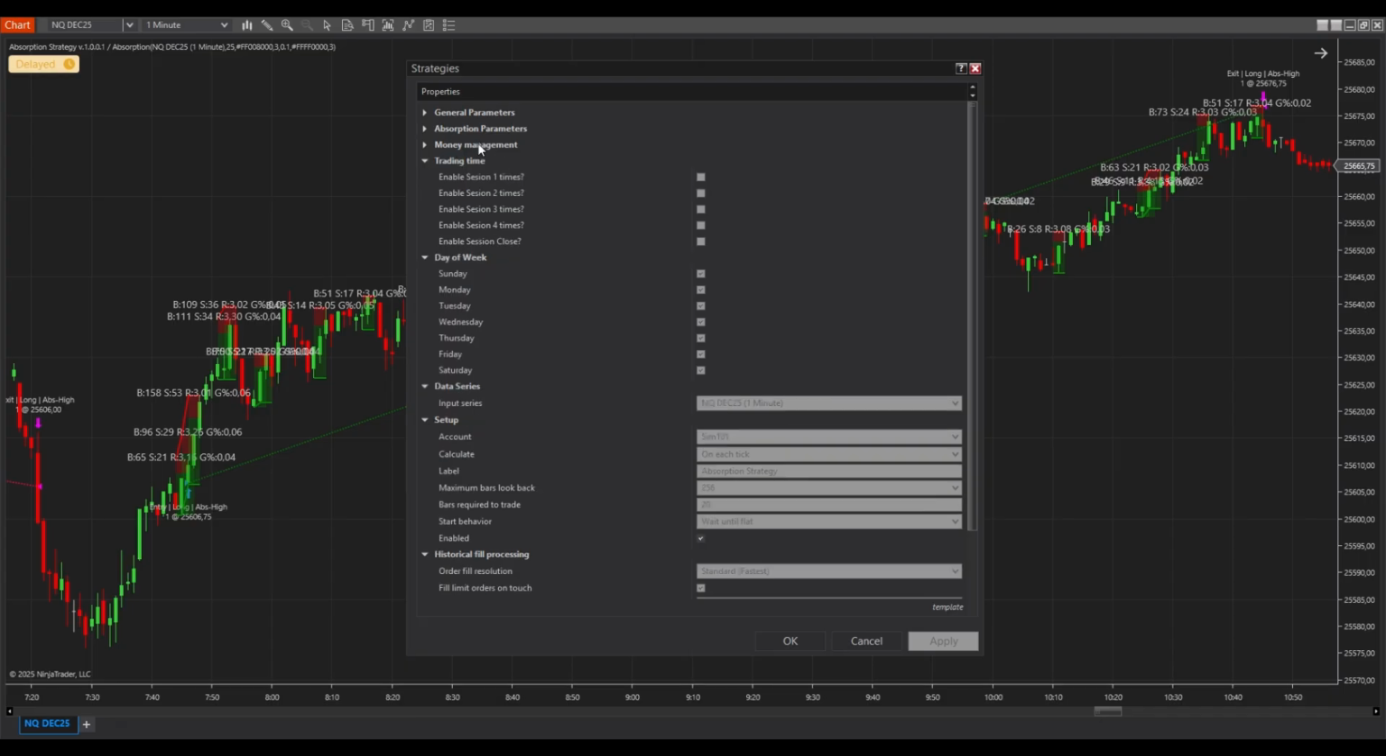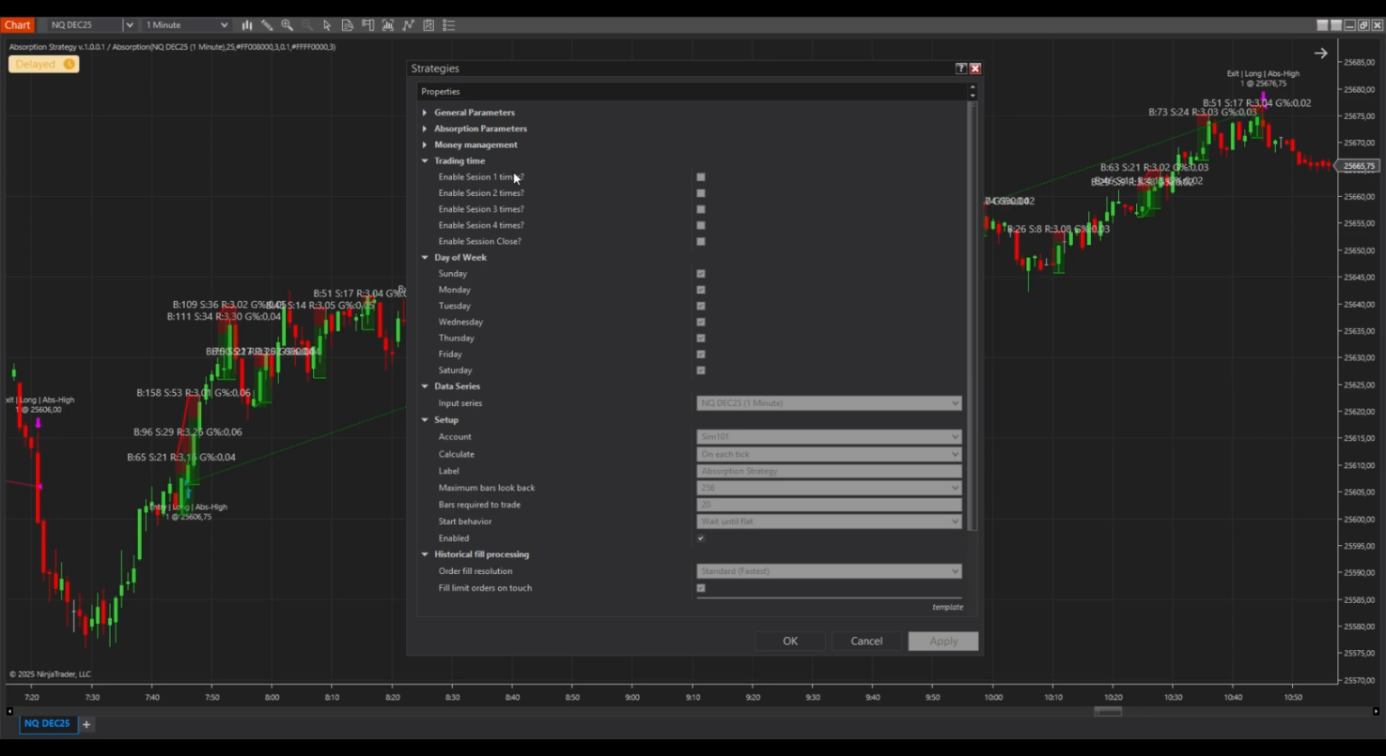Trading time settings. You can configure up to 4 trading sessions with start and end times. Each session can be enabled or disabled independently. This helps you trade only during preferred hours. Session close settings let you automatically exit positions before the session ends. Enable session close activates this. Session time close sets the exit time, and exit on session close minutes sets how many minutes before the close to exit.